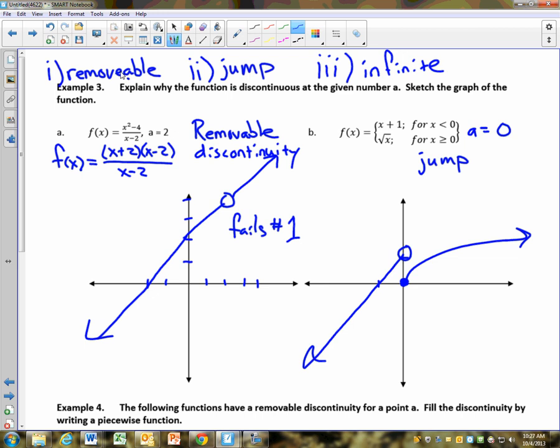Let's go back to this one, though. Does it fail to meet 1, 2, or 3? Fails to meet 2. Notice, the limit doesn't exist. As you approach 0 from the left, what is the limit? 1. As you approach 0 from the right, what is the limit? 0, and therefore the limit does not exist, so it fails number 2.